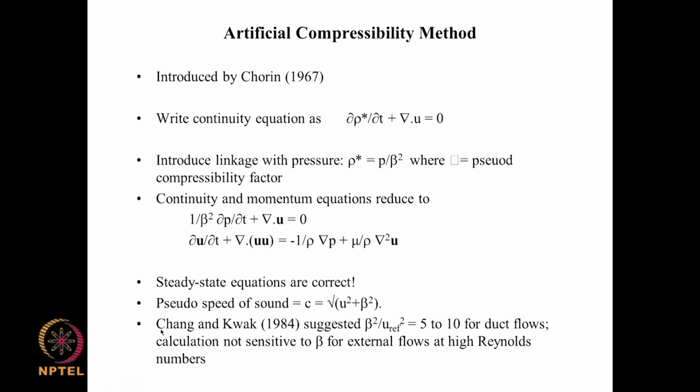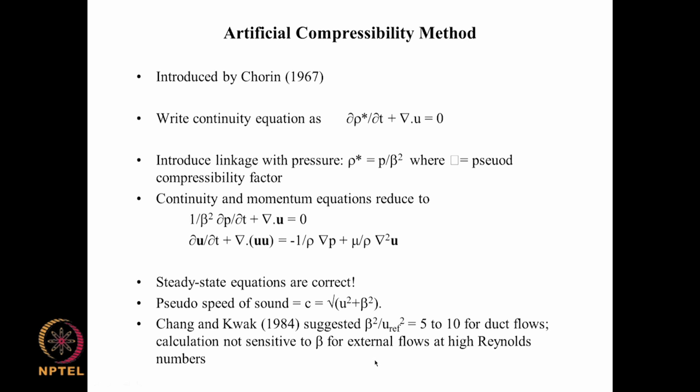And based on some studies of sensitivity and all that, Chang and Kwak suggested that beta should be taken in such a way that beta square by reference velocity square is of the order of 5 to 10 for duct flows. So, if you are looking at a flow through a duct which is incompressible, and if you know the estimated average velocity, then you choose beta such that beta square is 5 to 10 times reference velocity square. So, that gives you a value of beta here, and then that completes the specification of the problem.